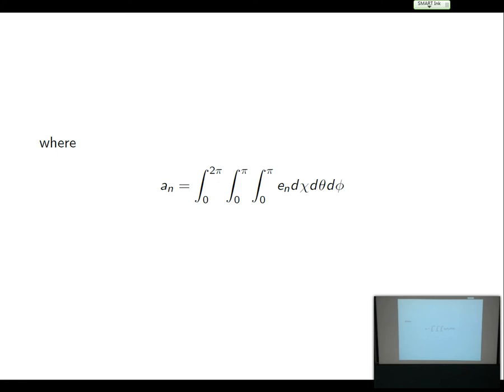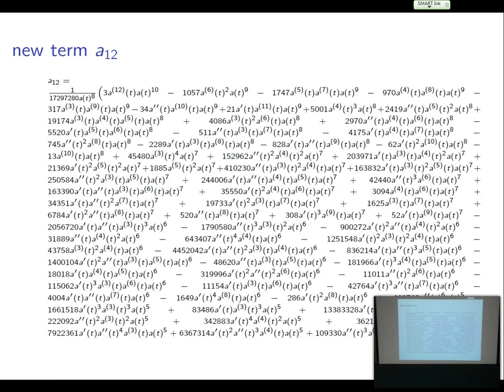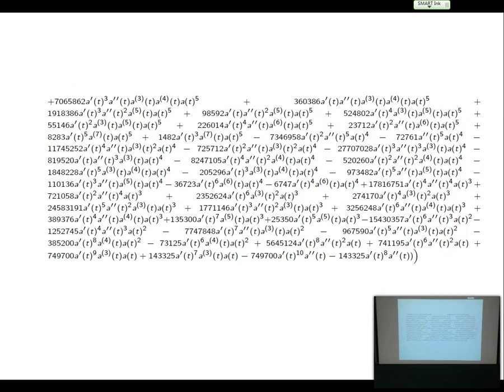Okay, so the computation was done for A12. They did all the computations up to A10. They all matched on the nose with Chamseddine's computations. Okay, so that was very good. And then the new term that was computed is A12. So the term A12 is here, but that's not all of it. There is, don't relax, the remainder is there.